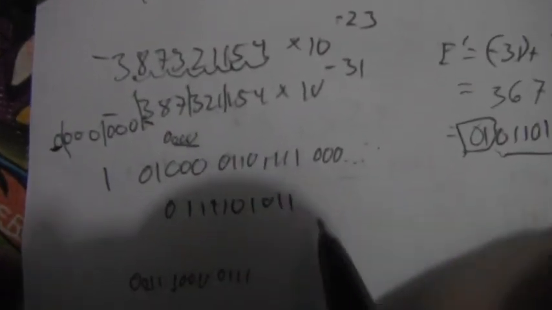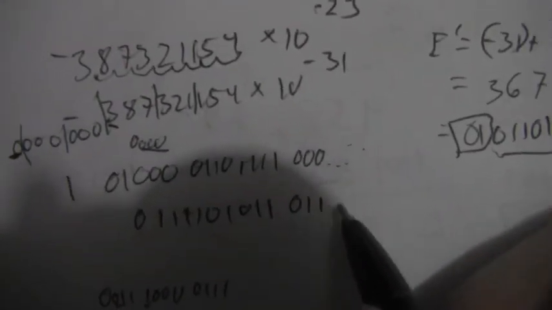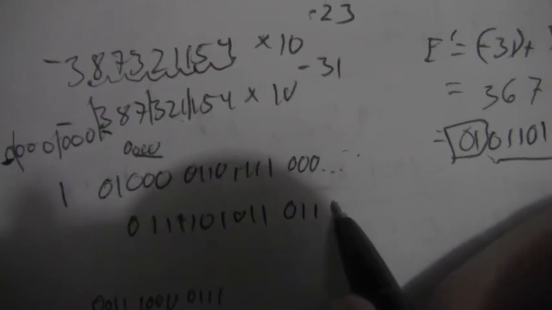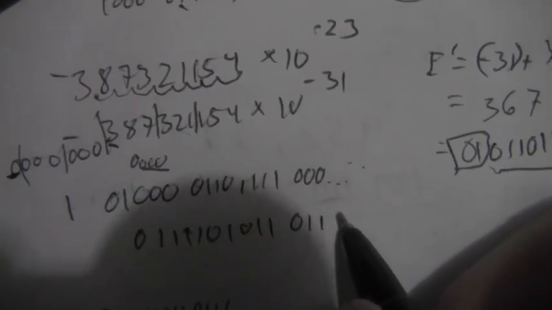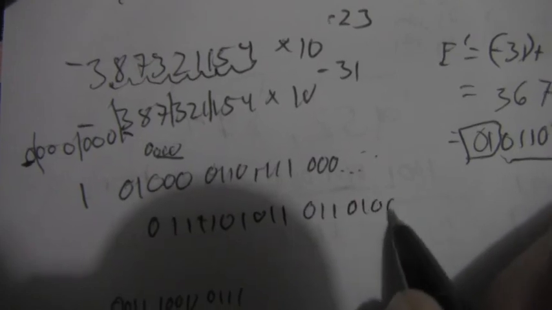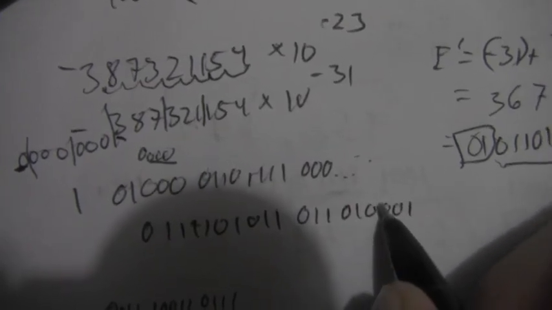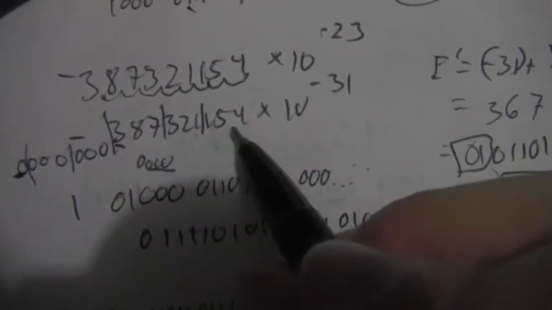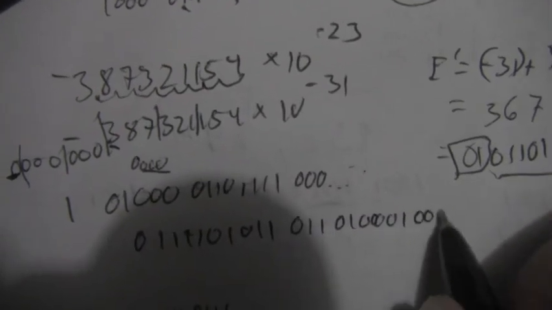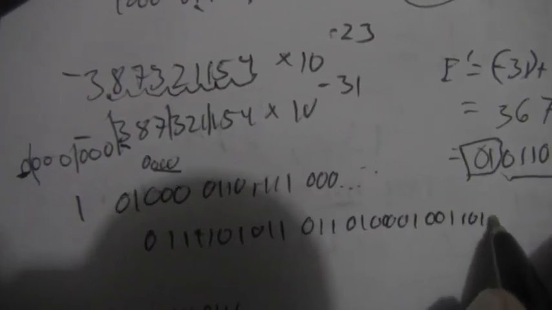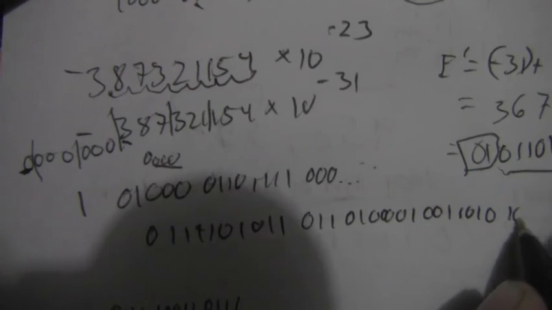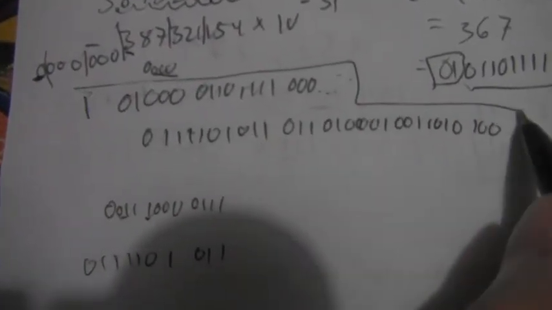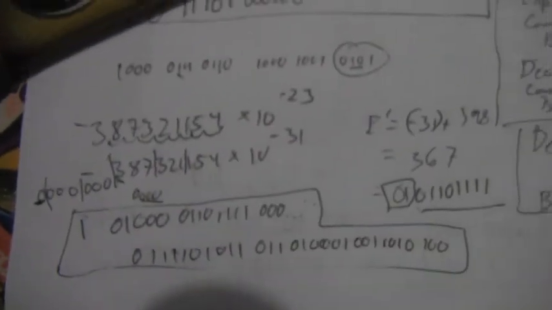That's 3D7. 3, 2, 1 is straightforward because none of the digits are 8 or 9. Sorry, forgot a 0 there. 154 is just 0, 0, 1, 1, 0, 1, check bit 0, 1, 0, 0. And you're done. That is negative.